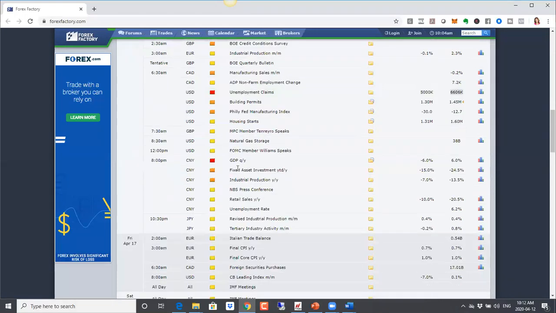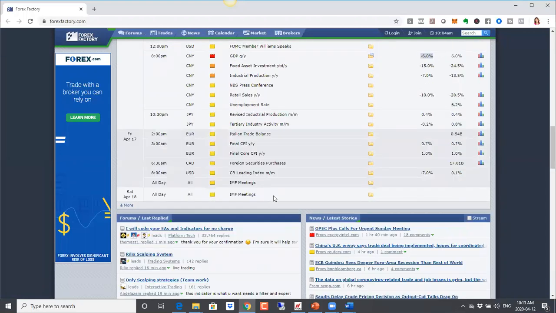China GDP numbers here are expected to be negative, which, as we all know, makes sense because China was shut down. As it's opening up now, these numbers will start going up, but for now, if the number is worse than expected, it would be bad for the Australian dollar and New Zealand dollar, them being close trade partners.